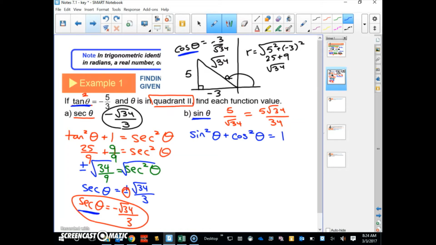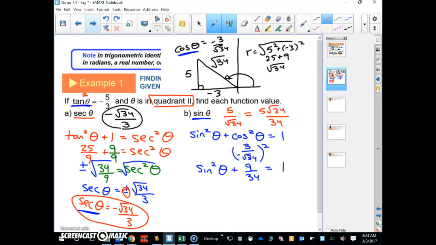But cosine squared, remember, cosine is going to be the reciprocal of secant. So I'd have 3 over negative square root of 34, squared. That's the reciprocal of secant, but I'm going to end up squaring, and so I don't even need to rationalize that denominator when I flip it, because the square is going to make that go away. When I square that, I'm going to get 9 over 34. And so I'm looking at sine squared theta plus 9/34 equals 1.